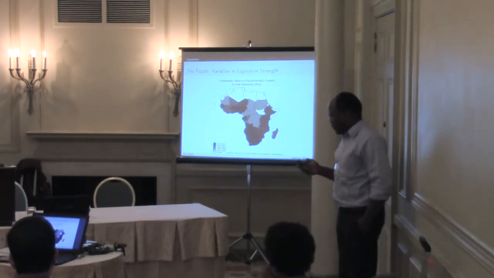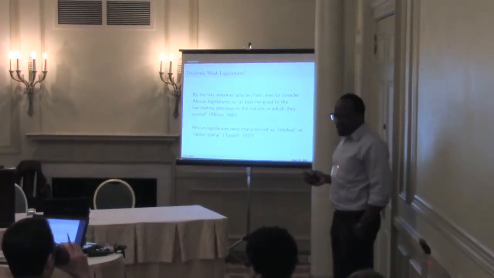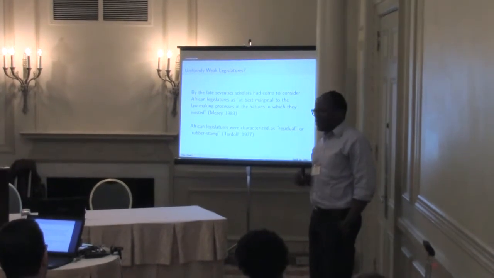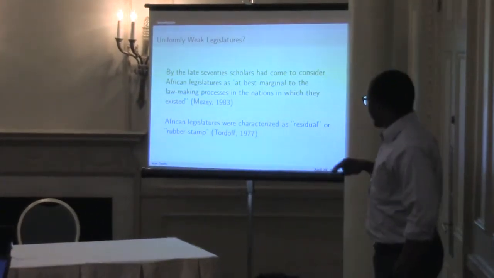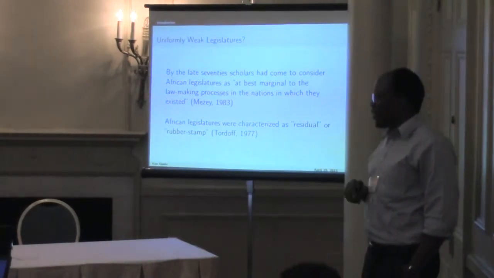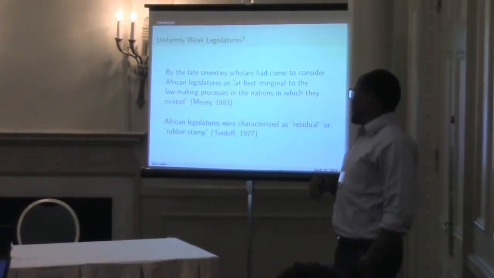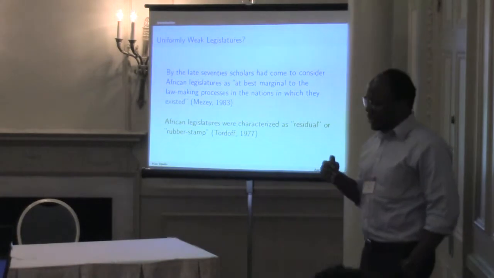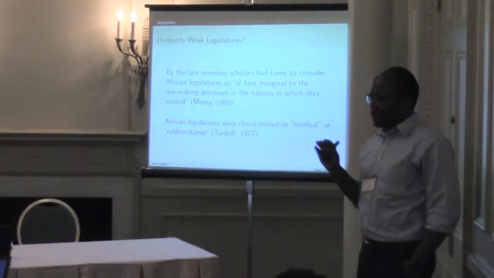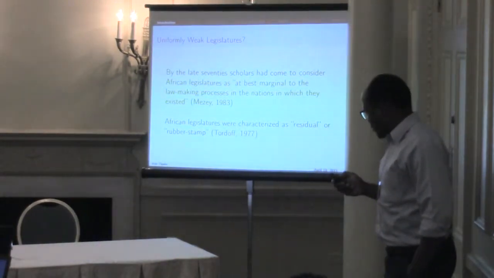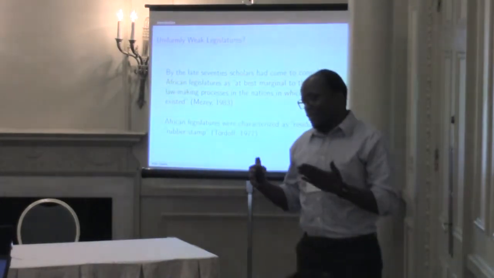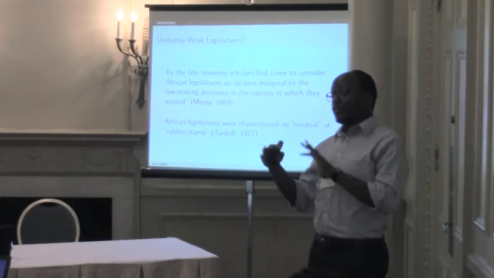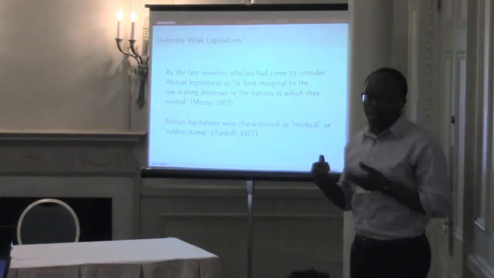And this is a puzzle because beginning in the mid-60s, scholars pretty much gave up on African legislatures, saying that they were inconsequential in the policy-making process. They'd be rubber stamps and residual to the politics of the polities in which they existed. However, looking at the legislatures in Africa, even during one-party rule, we see important differences.